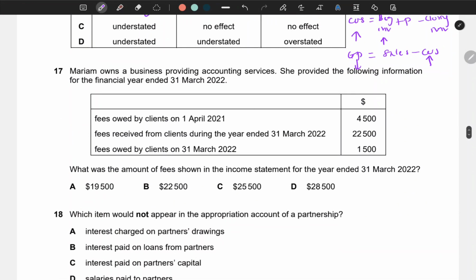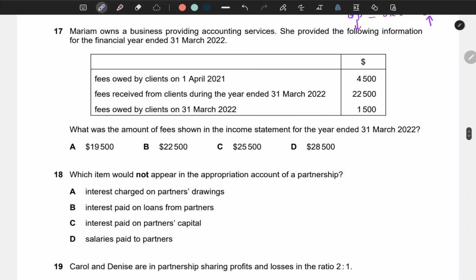Okay, next, question 17. Mariam owns a business providing accounting service. She provides the following information for the financial year ended 31st March 2022. Fees owed by clients on 1st April are 4,400. Fees received from clients during the year ended 31st March 2022 are 22,500, and fees owed by clients on 31st March are 1,400. What was the amount of fees shown in the income statement?